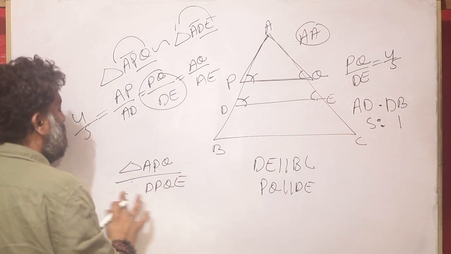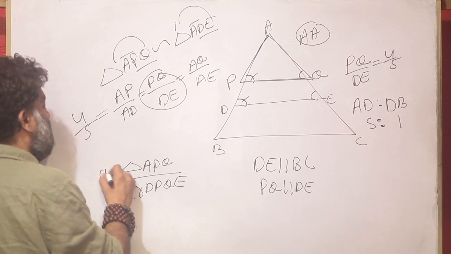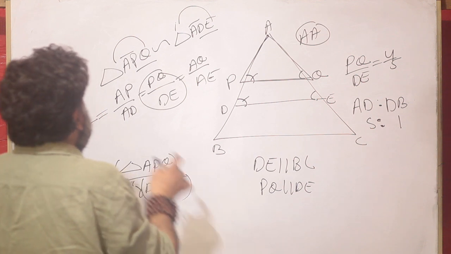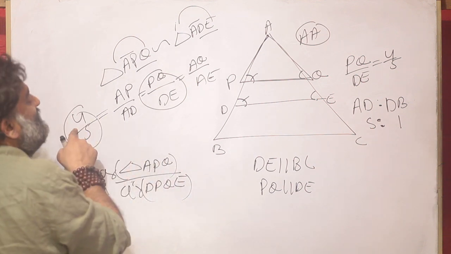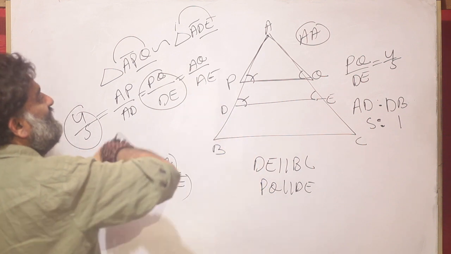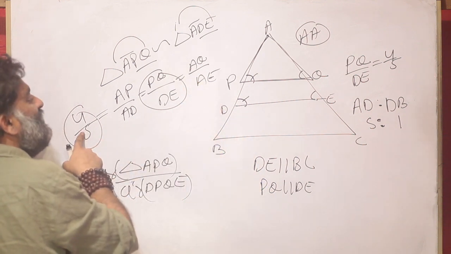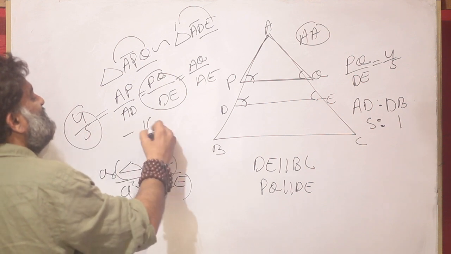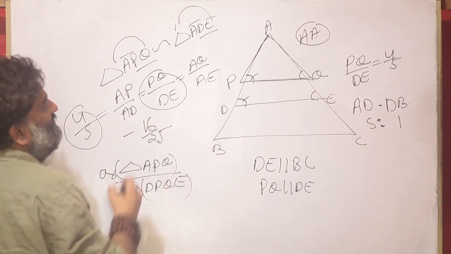Sorry, not the triangle, the area of this and area of this. So I know the ratio of corresponding sides is 4:5. That ratio is fixed for all sides. The ratio of the area is going to be the square of this. So if I do a square of this, I will get a 16 and a 25.